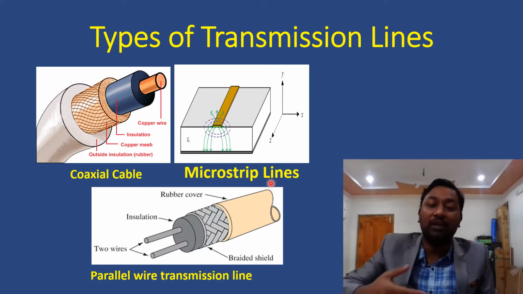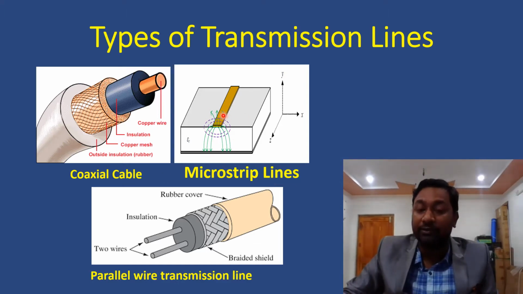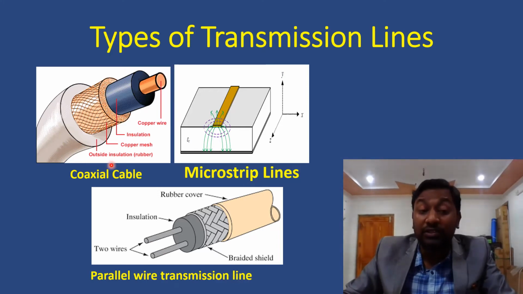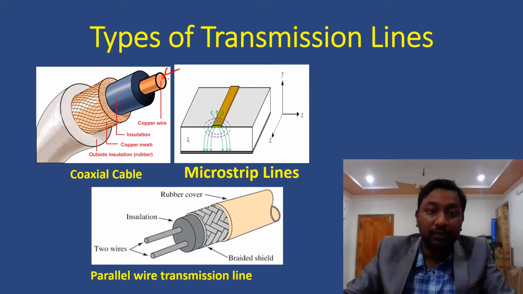Microstrip line is used in mobile phones to connect the phone to the antenna and other things. Microstrip lines are used for up to 3 to 10 gigahertz applications. Then parallel wire transmission. If you see all the transmission lines, like coaxial cable, microstrip line and parallel wire transmission line, they are basically two conductor systems. One is the inner conductor, another one is the outer conductor. Here we can see that this one is the inner conductor, then this one is the outer conductor.